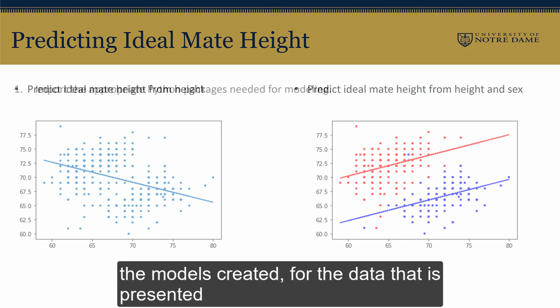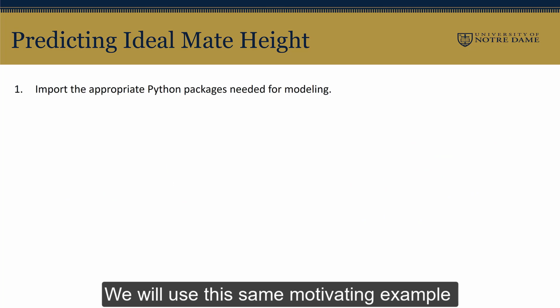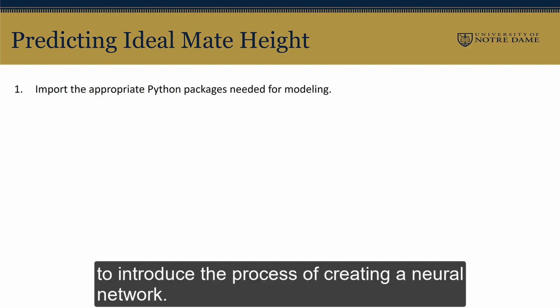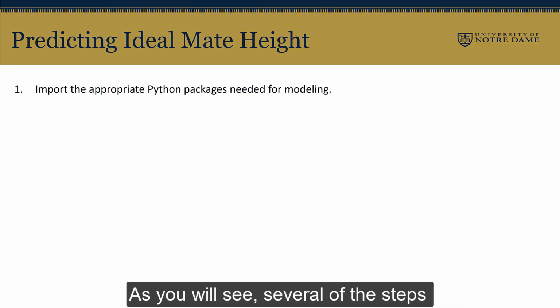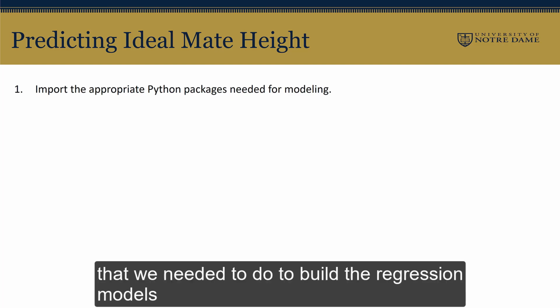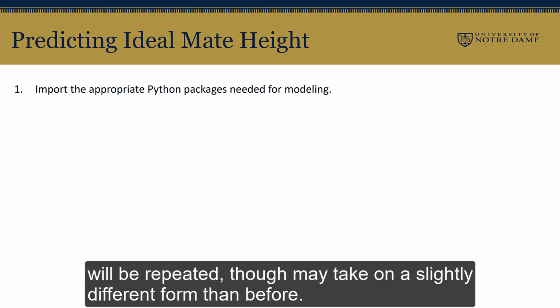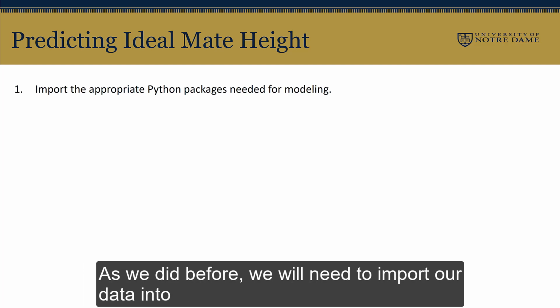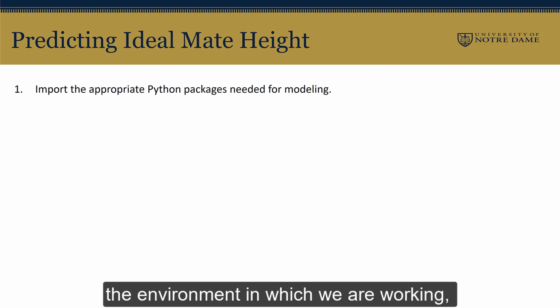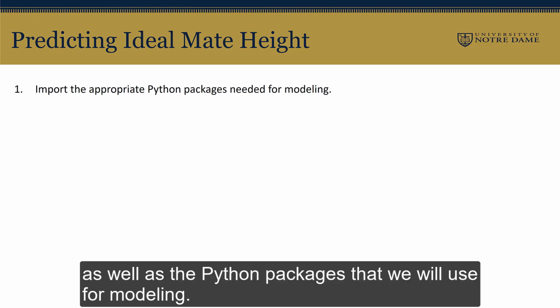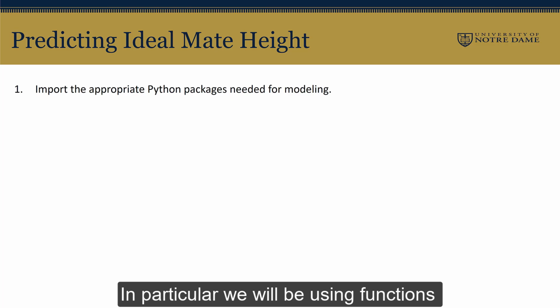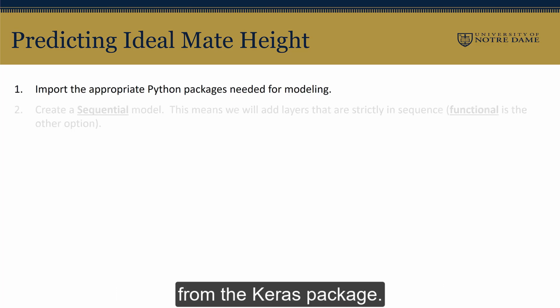that is presented. We will use the same motivating example to introduce the process of creating a neural network. As you will see, several of the steps that we needed to do to build the regression models will be repeated, though may take on a slightly different form than before. As we did before, we will need to import our data into the environment in which we are working, as well as the Python packages that we will be using for modeling. In particular, we will be using functions from the Keras package.